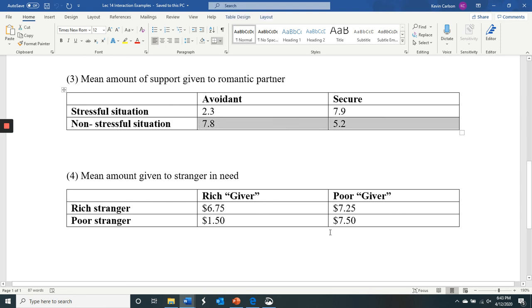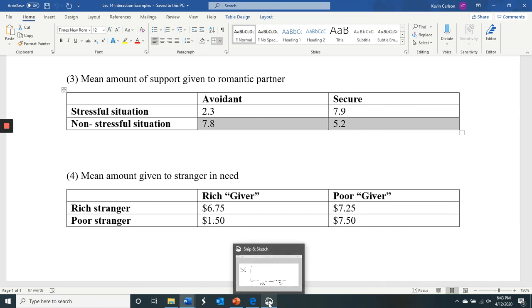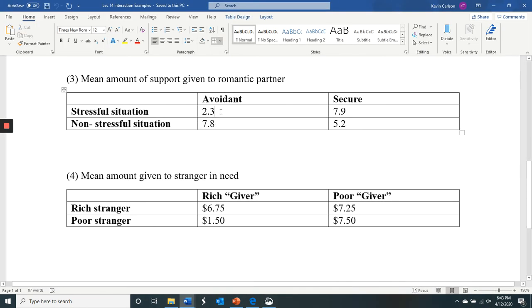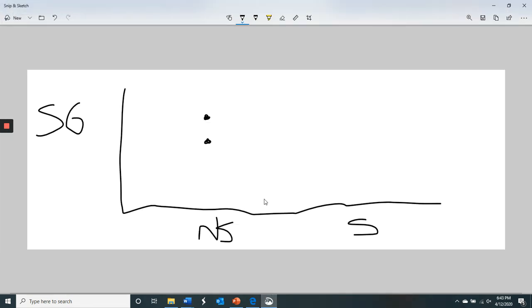So non-stressful, we have avoidant is 7 and secure is 5, roughly. So 7 and 5. And then in the stressful situation, the avoidant is 2.3 and secure is 7.9. So 2.3, actually it was around here, and then 7.9 about here, roughly. So this was the avoidant people. This is also the avoidant people. Remember, go ahead and look at the data if you want to remind yourself. And then this is the secure people.